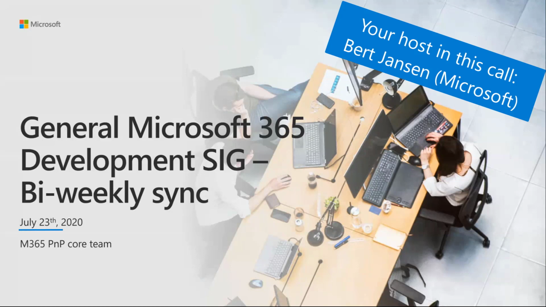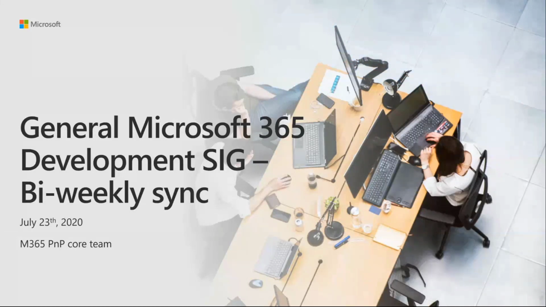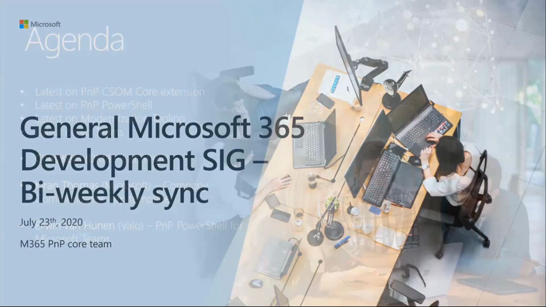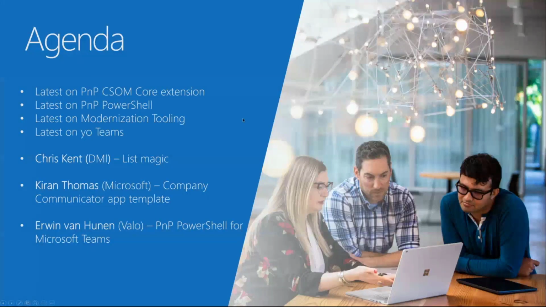Today we're July 23rd, and our special interest group is about broader SharePoint development, Teams development, you name it, we can cover it. So what's on the agenda for today? All right, here we go. The usual update on where we are with some of the core open source projects like PnP CSOM Core, PowerShell, Modernization, and your Teams. Then we have Chris Kent again with list magic.